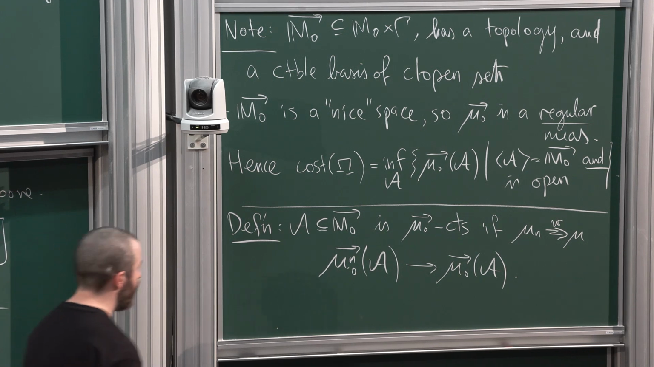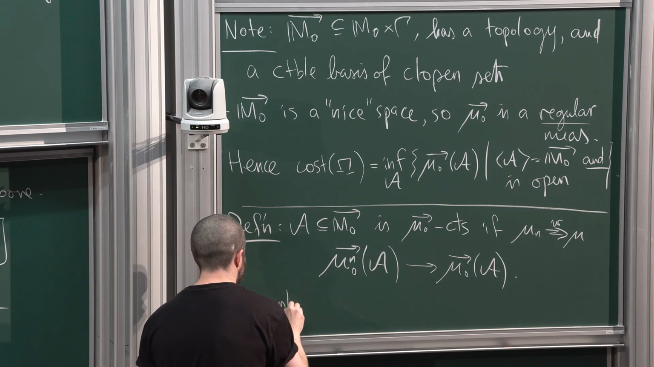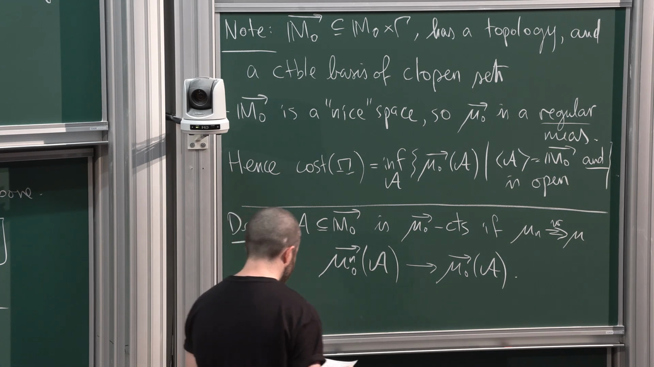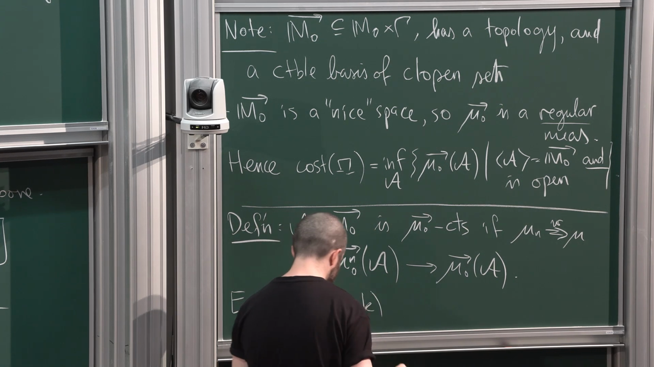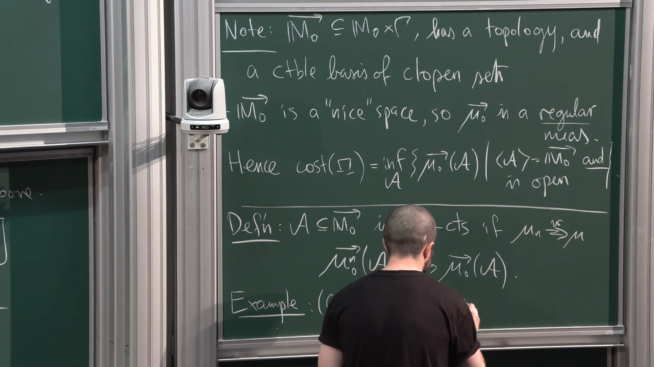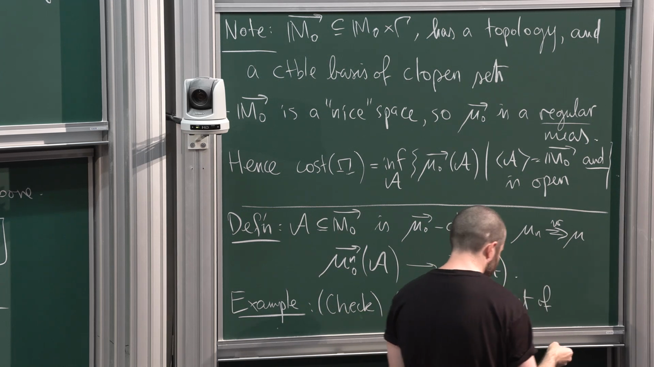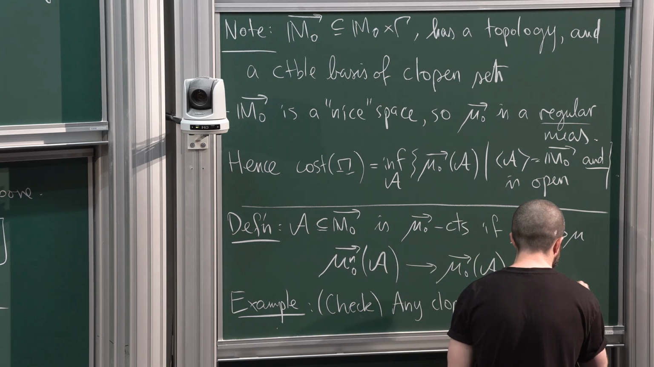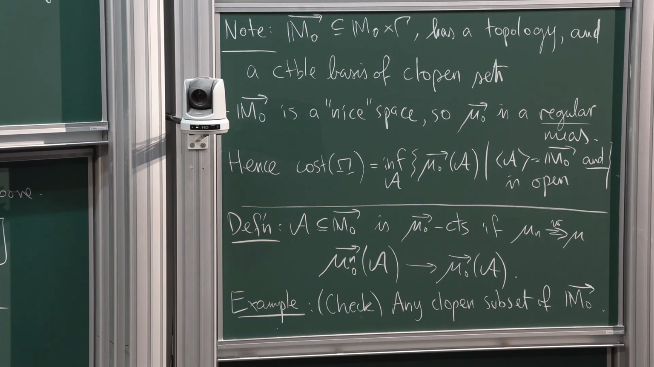And here is the key example, the only example that we need. And this is something for you to check. Any clopen subset of this space. This is almost immediate from the definitions.